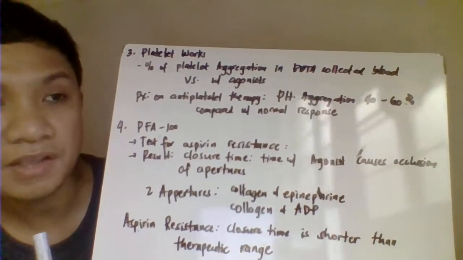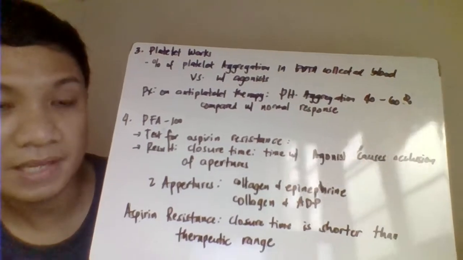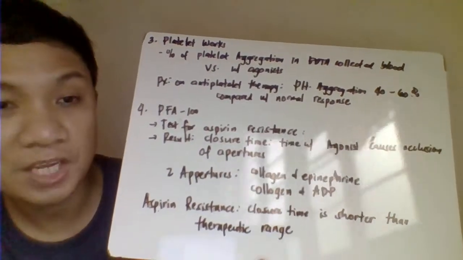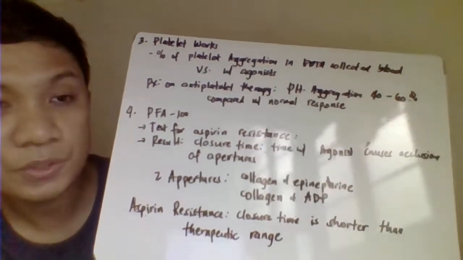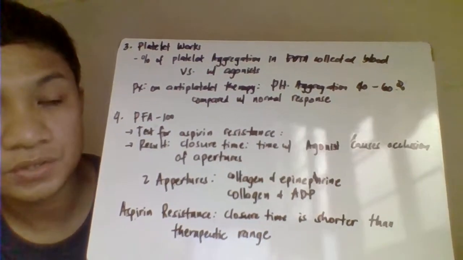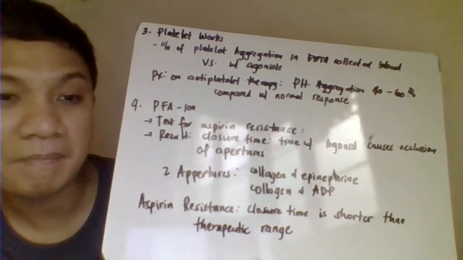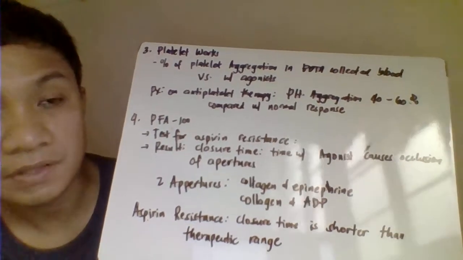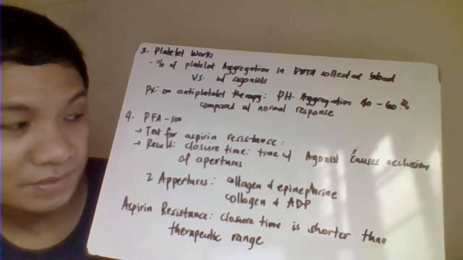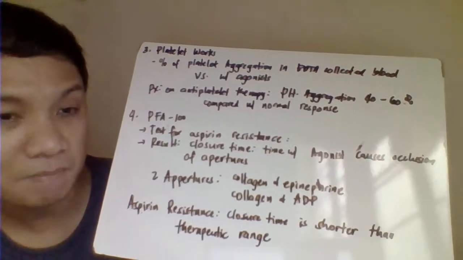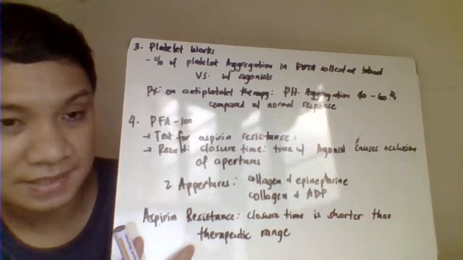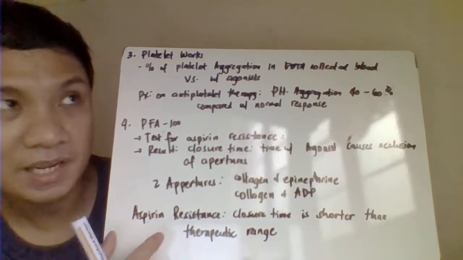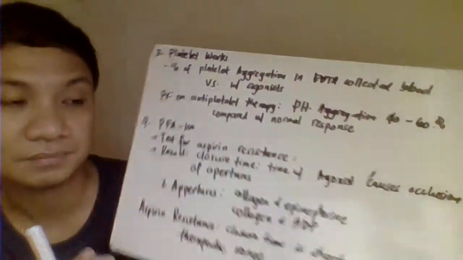This one tries to measure your platelet aggregation. You could also identify aspirin resistance with this type of instrument. It measures platelet aggregation in terms of the closure time. The closure time is the time in which the aperture causes occlusion after addition of your agonists. There are two apertures for this instrument: one incorporated with collagen and epinephrine, the other with collagen and ADP. Aspirin resistance is when the closure time is much shorter compared to the therapeutic range. When we say aspirin resistant, there is no activity, no effect.